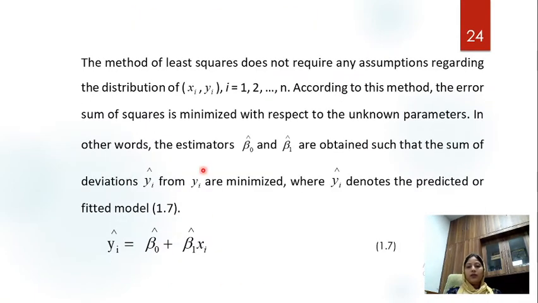The method of least squares does not require any assumptions regarding the distribution of xi for i going from 1 to n. According to this method, the error sum of squares is minimized with respect to the unknown parameters. In other words, the estimators beta naught hat and beta 1 hat are obtained such that the sum of the deviations of yi hat from yi is minimized, where yi hat denotes the predicted or fitted model given in equation 1.7.